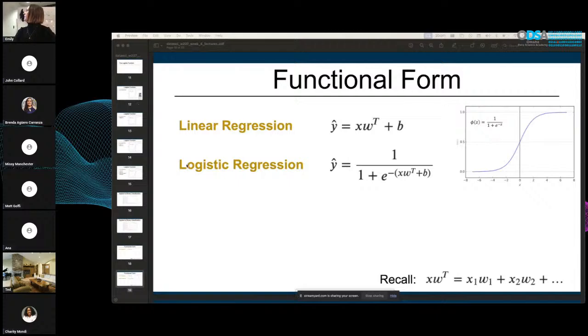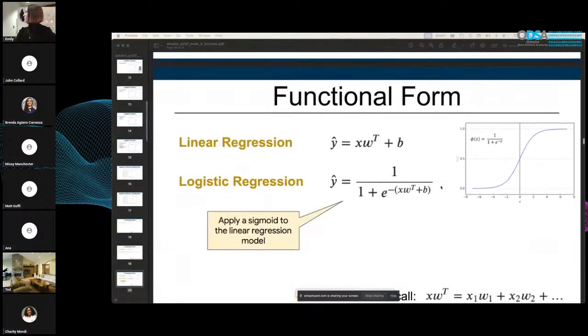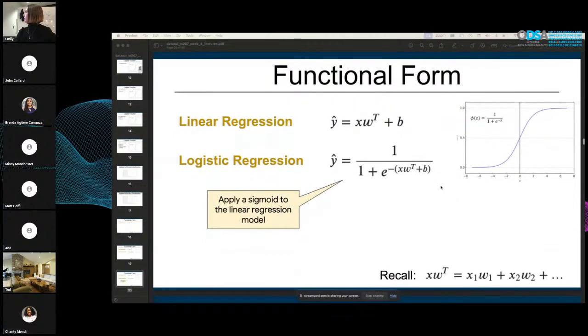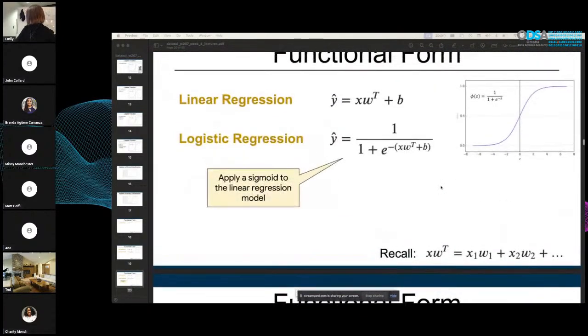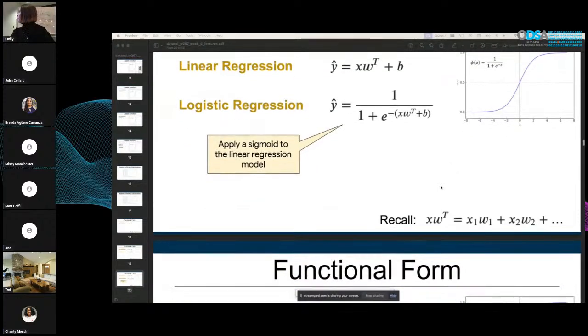Okay. I think that's all I was going to say. Yep, apply sigmoid to linear regression. Oh, no, I did that right. Good. I thought I forgot the negative for a second. I didn't. Good. Okay.